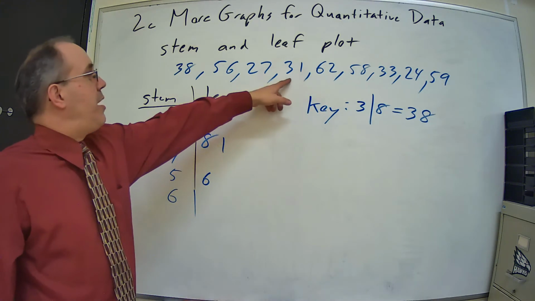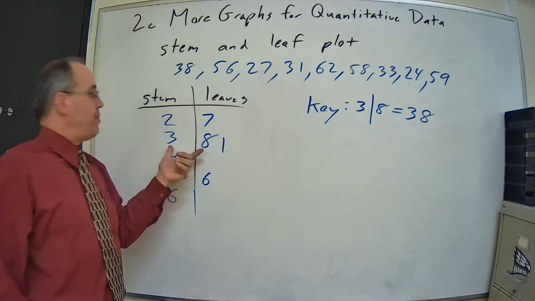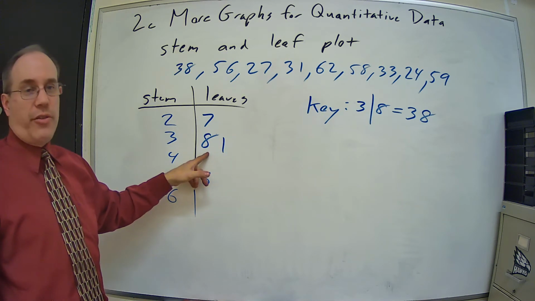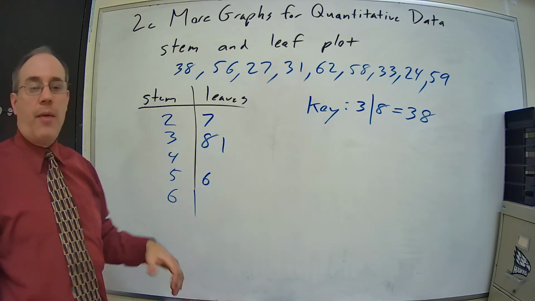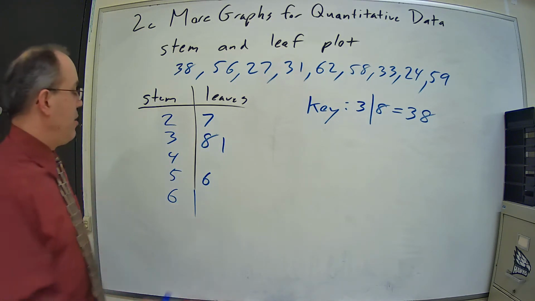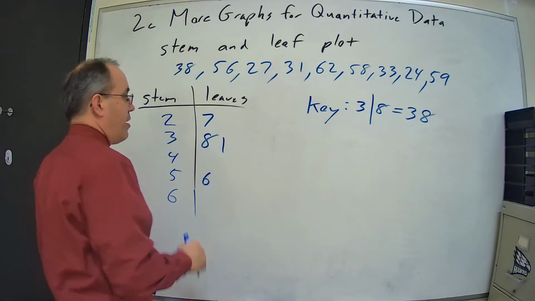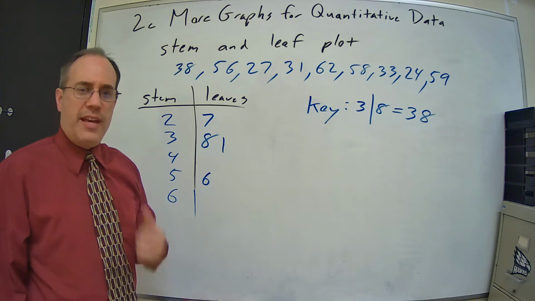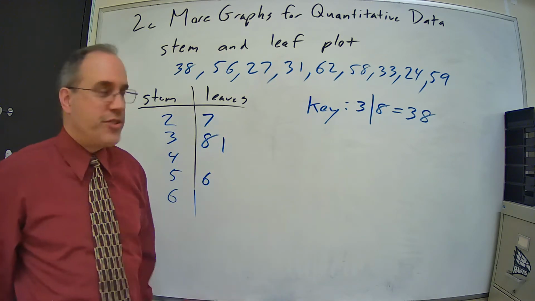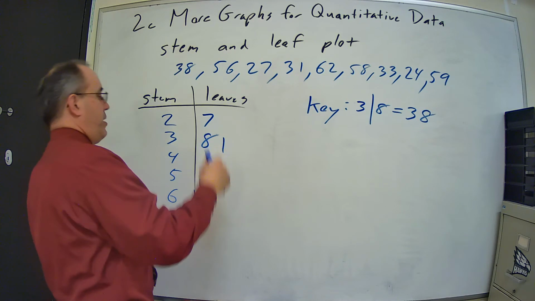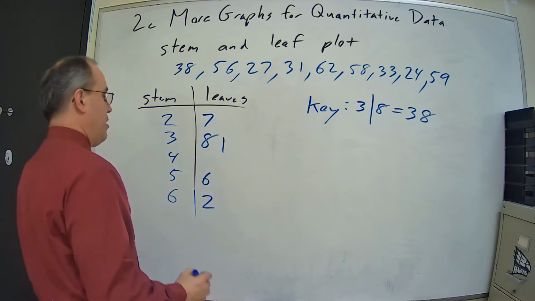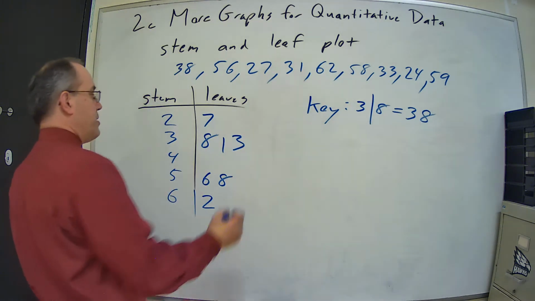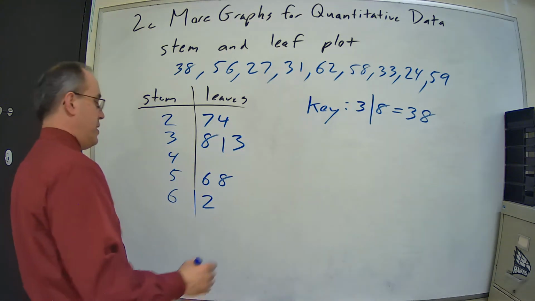Now when we get to another data value that has the same stem, we just put its leaf right next to the other leaf. We don't put any commas, spaces, or other delimiters. We just put the leaves there. Because our key is going to tell us that we only look at one digit at a time. And once we get this done, I'll read that off and show you that. So we had 31, 62, 58, 33, 24, 59.